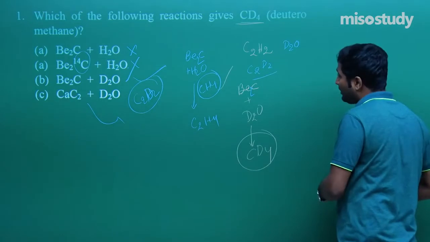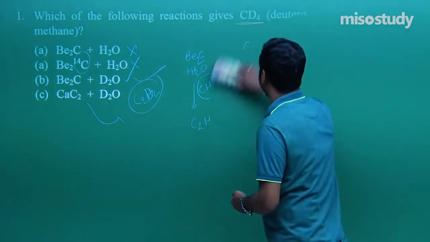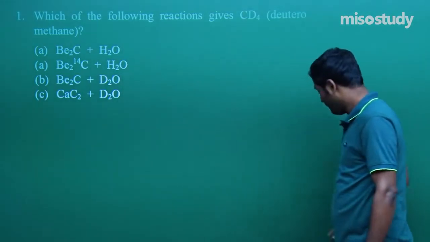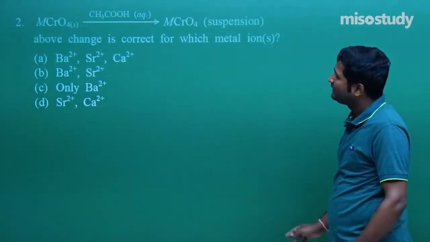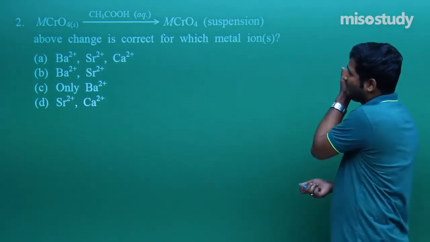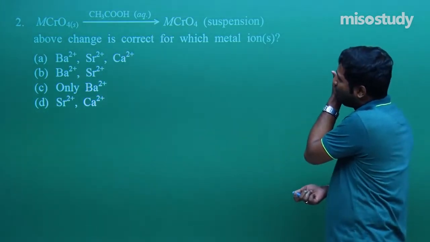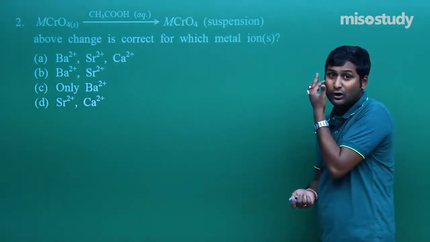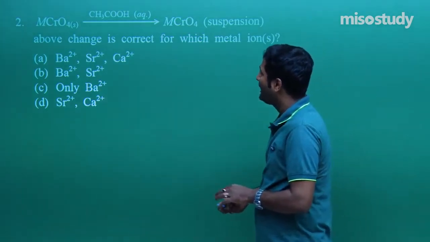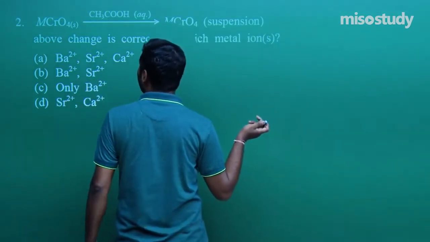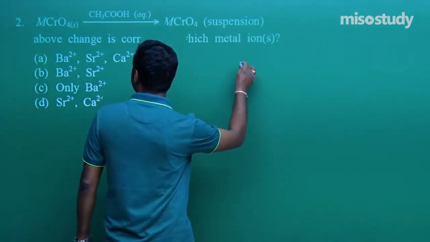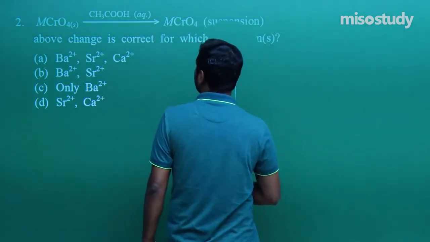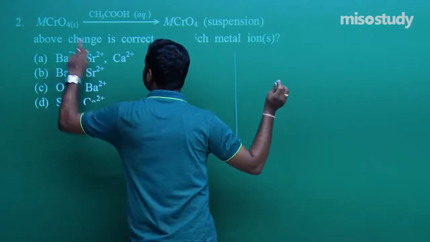Now friends, wait for a moment and give me a few seconds so that we can easily approach. Now let's move to the next question, that is the chromate MCrO4 in aqueous CH3COOH, suspension, that is the solubility, not soluble. As I told you, in case of alkaline earth metal chromate, what is the order? If we move down the group, the solubility of the chromate decreases.